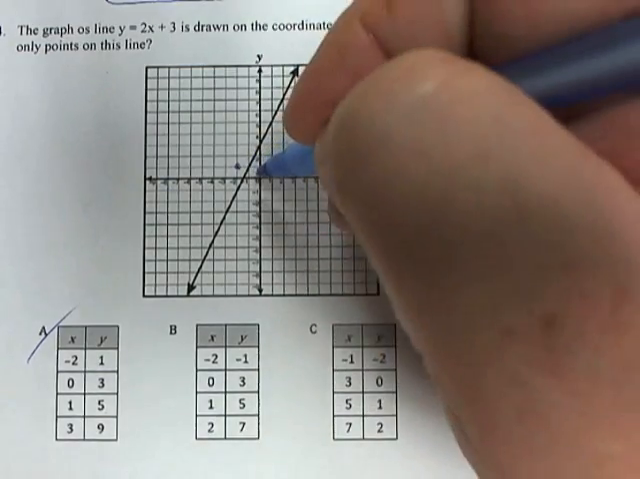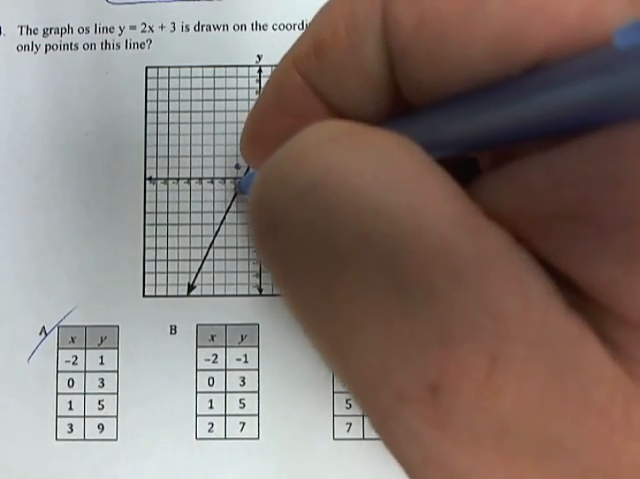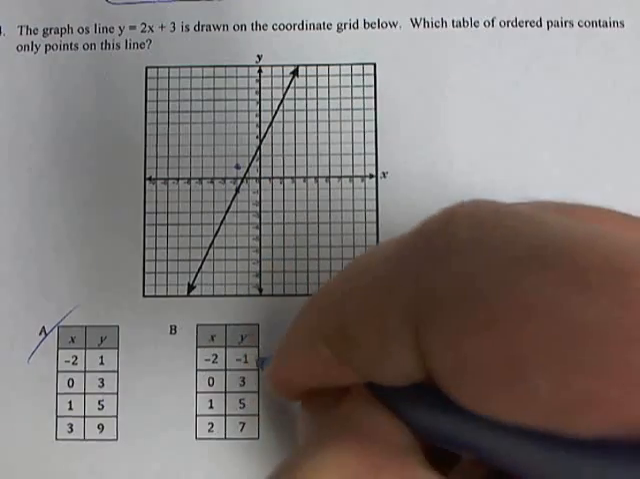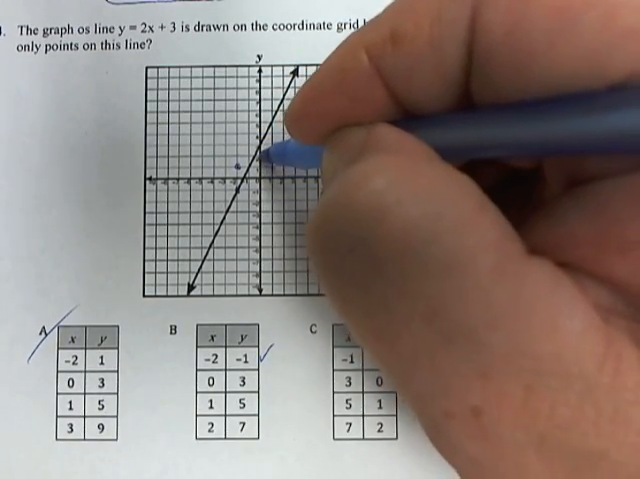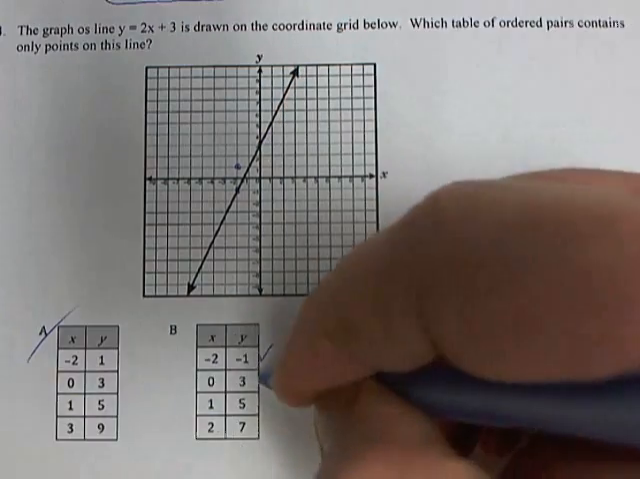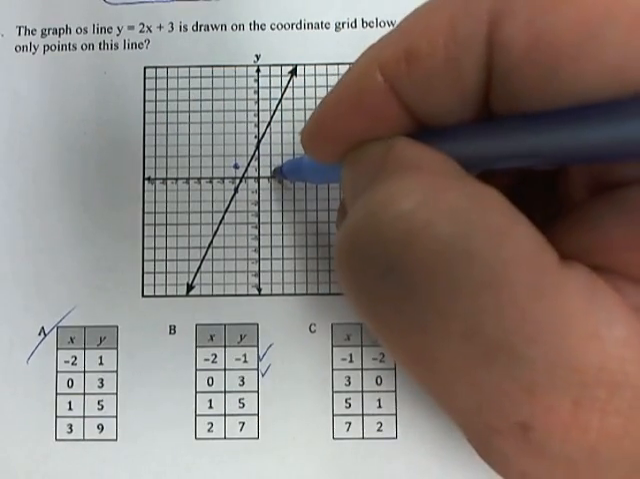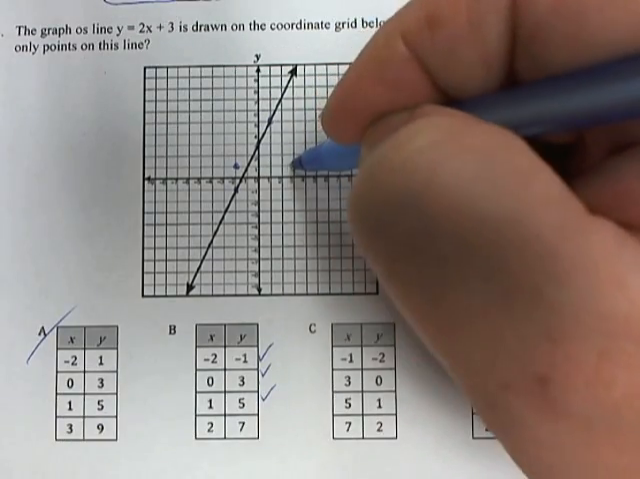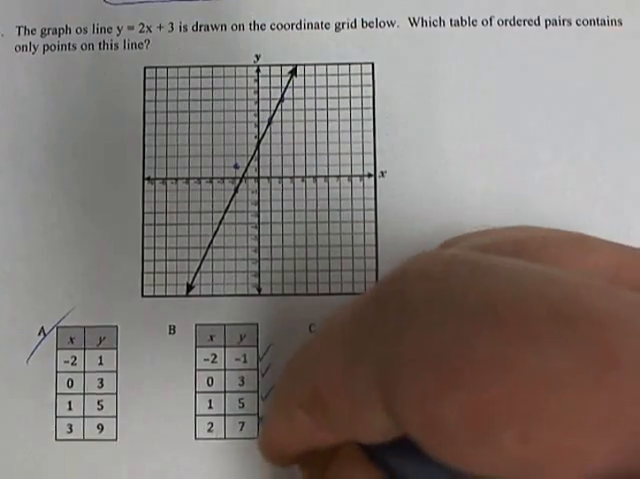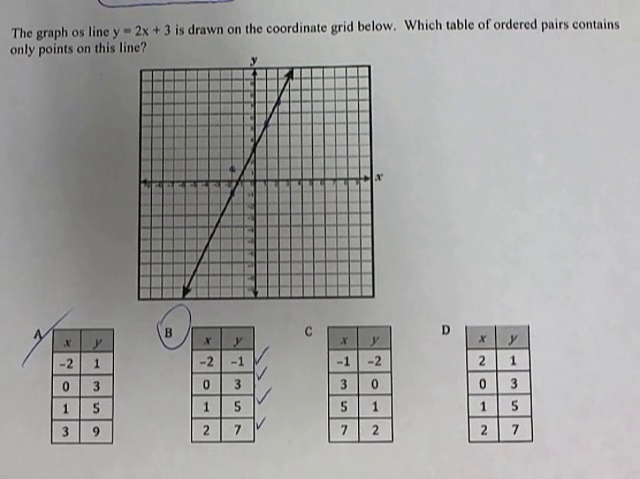Let's see, (-2, -1). Okay, that one works. So that's a check. (0, 3). 0, 1, 2, 3. That's a check. That's on the line. (1, 5). That's a check. (2, 7). That's also on the line. So the correct answer is B.